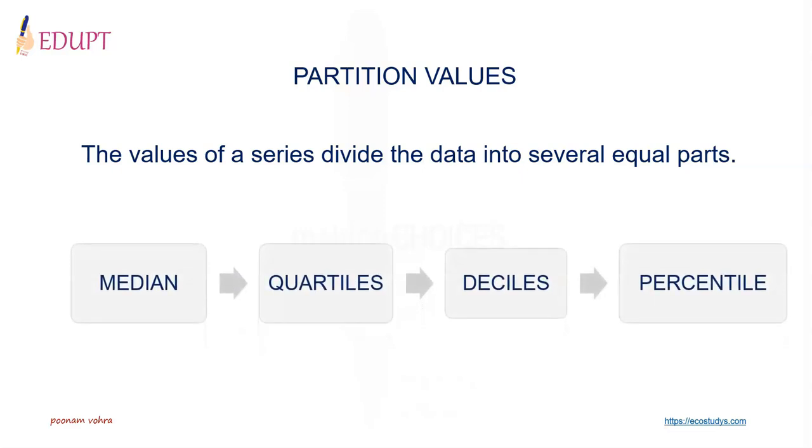Partition values divide the series into several equal parts. It can be median, quartiles, deciles, and percentiles. You have already understood about median, which divides the series into two equal parts. Quartiles divide the series into four equal parts. Deciles divide the series into 10 equal parts. And percentiles divide the series into 100 equal parts.